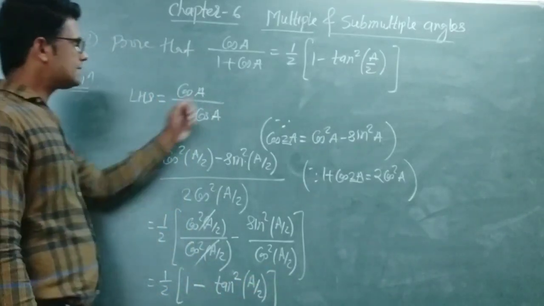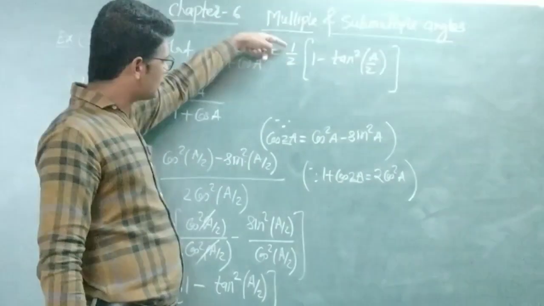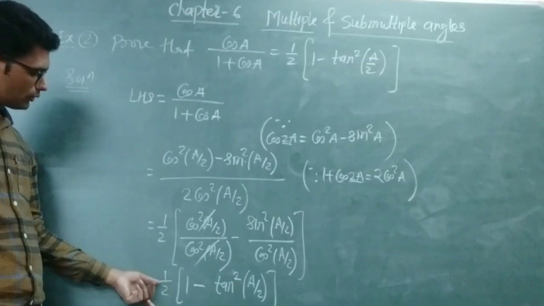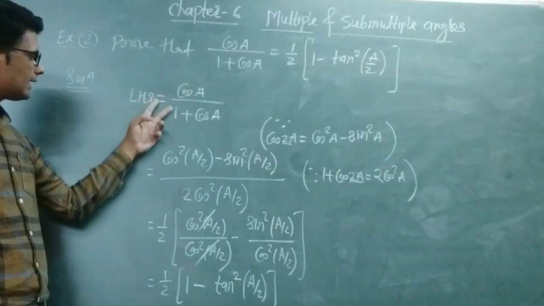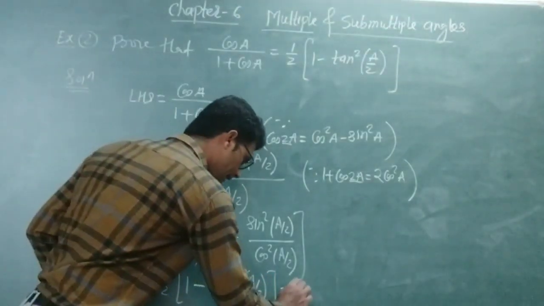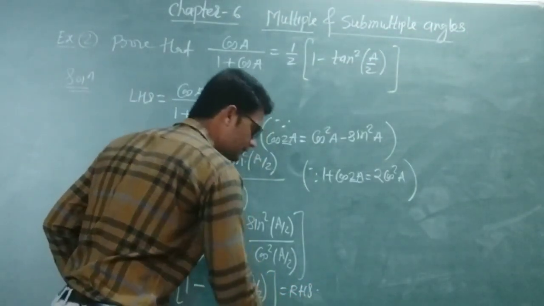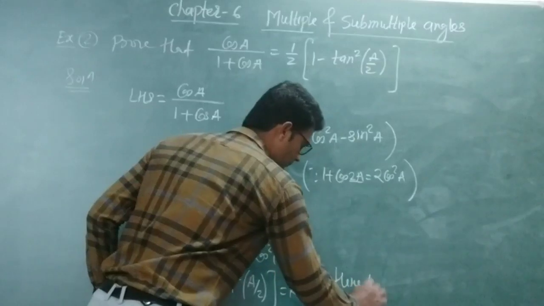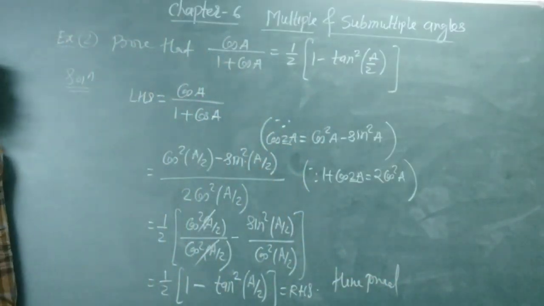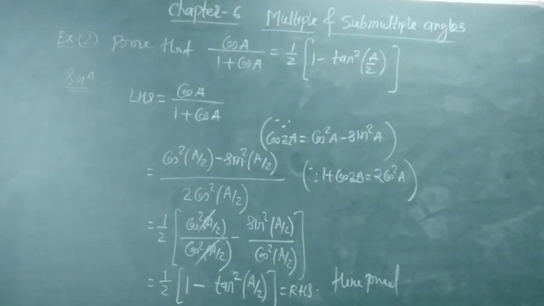And look at this right hand side. The right hand side is also 1 by 2, 1 minus tan square A by 2. So that is what I want to prove here. By taking LHS, I have shown that the right hand side occurs. So we can write this as RHS, and hence proved. We have proved that this equality is true.